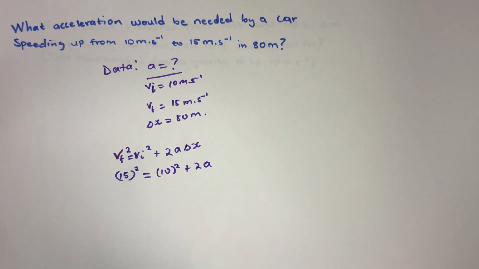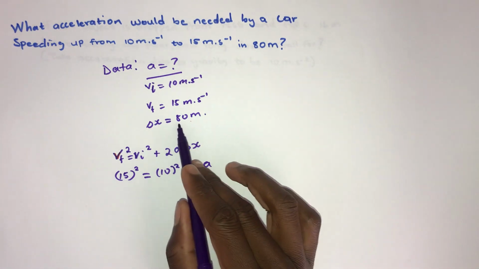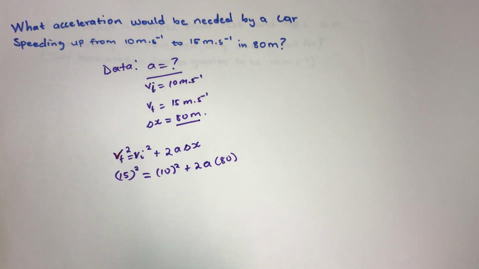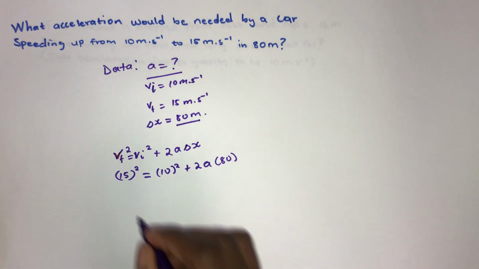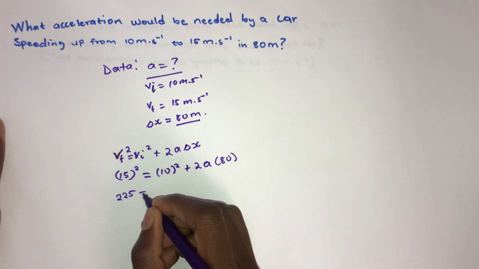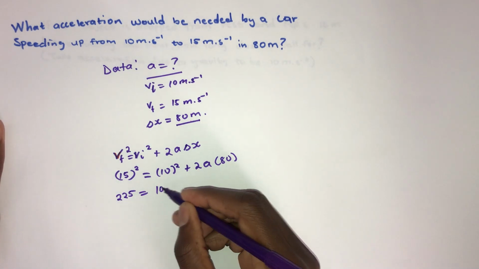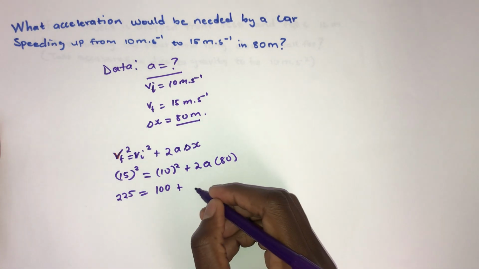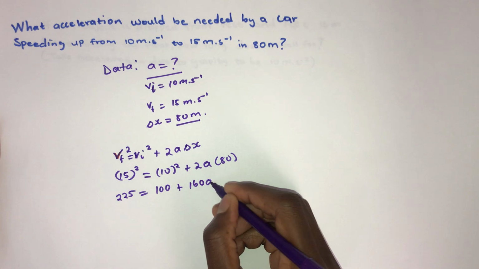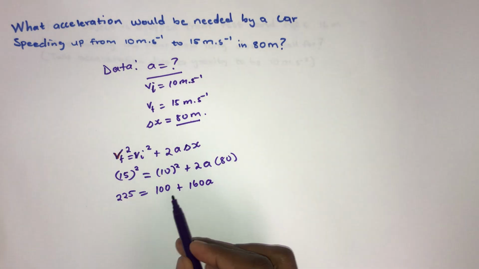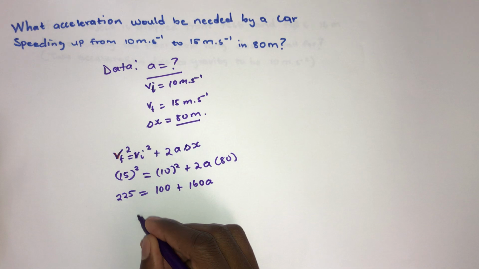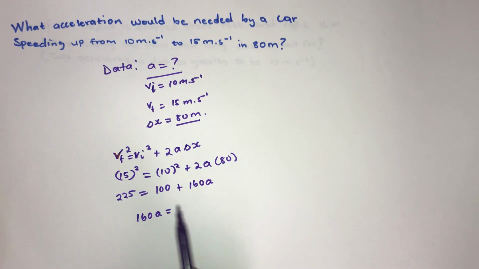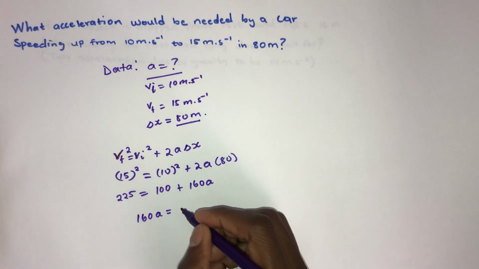The question asks for the acceleration. Change in x is given as 80, so we have 80 here. Now 15 squared is 225, equal to 10 squared, that is 100, plus 2 times 80, that is 160a. So now we take 100 to the other side. That means on this side we have 160a equal to 225 minus 100, which is going to be 125.